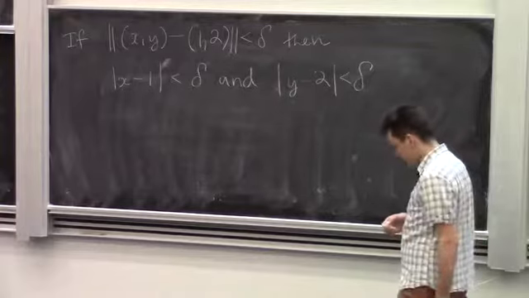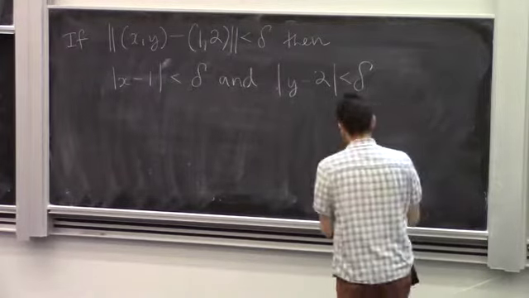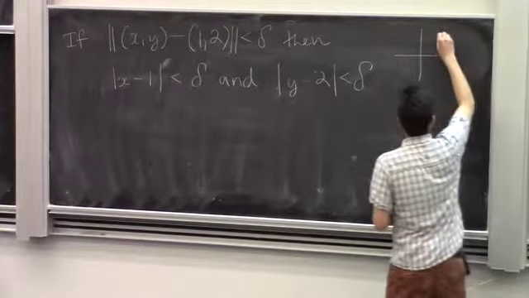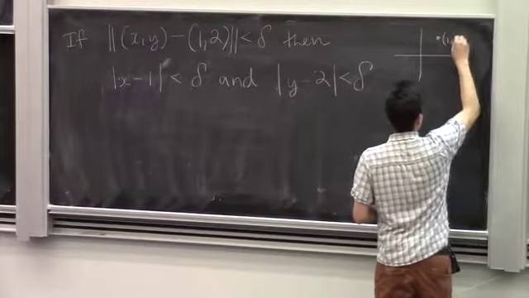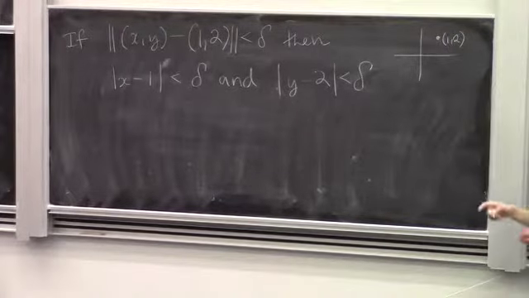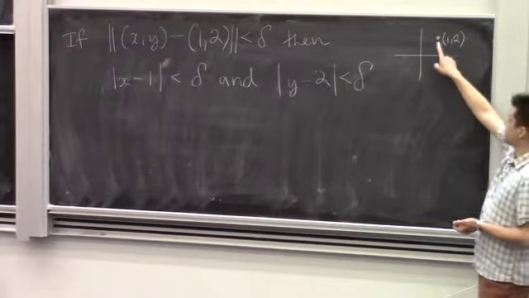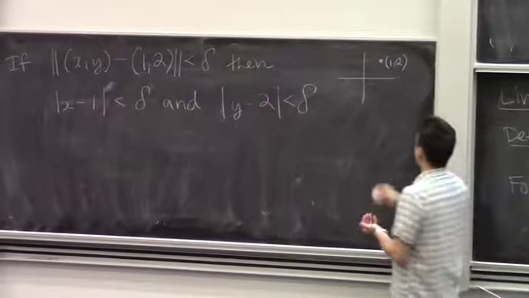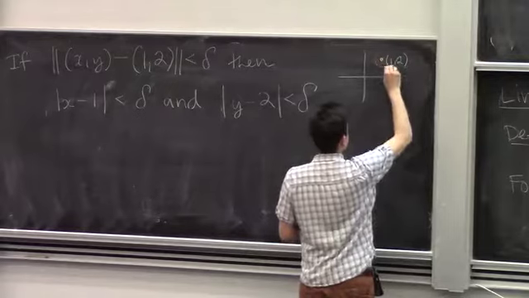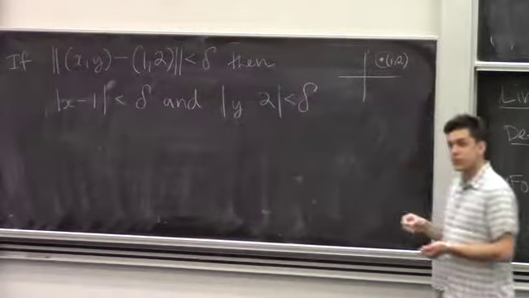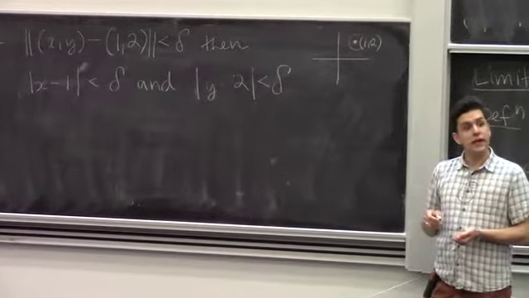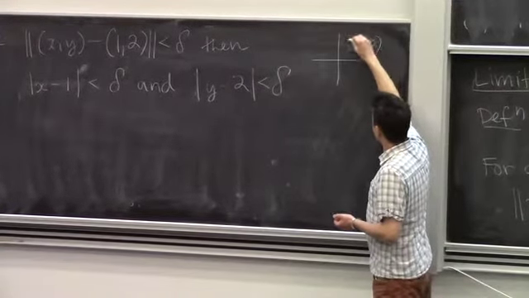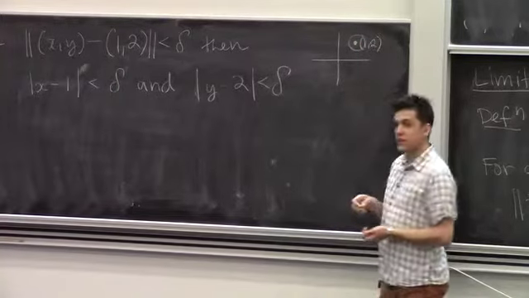The idea is something like this. So if we focus our attention on this point 1, 2, and we say that we're within delta of that point, then we live in some ball of radius delta. Yeah? So our distance from this point to the outside of the ball is at most delta.